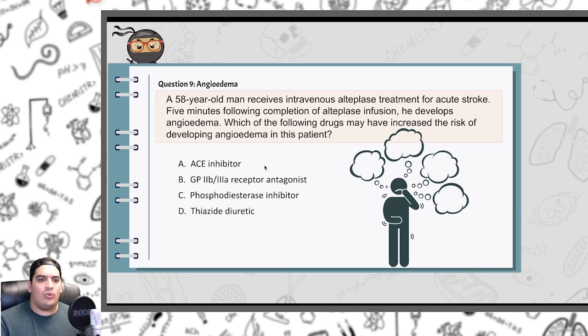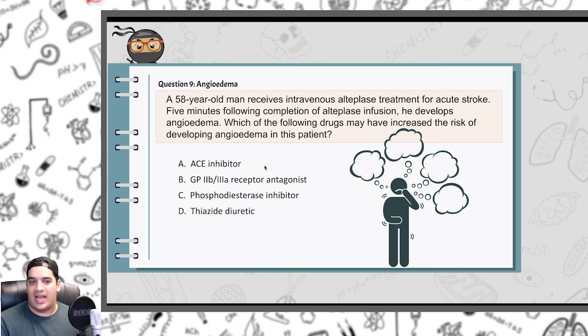A 58-year-old man receives intravenous alteplase treatment for acute stroke. Five minutes following the alteplase infusion, he develops angioedema. I've actually seen this once. It's very interesting. Generally, you give steroids and antihistamines and are careful watching their airway. Which of the following drugs may have increased the risk of developing angioedema in this patient? That would be an ACE inhibitor.